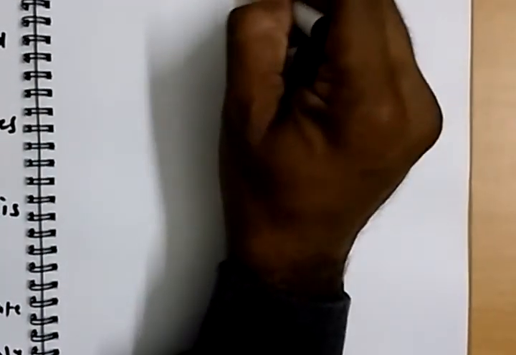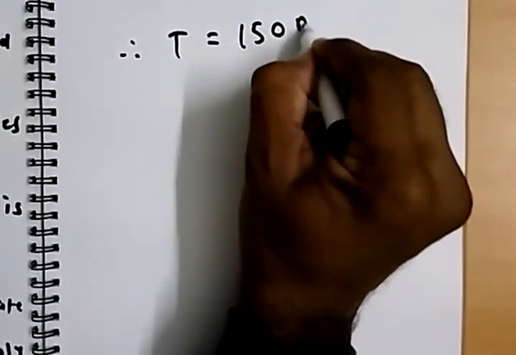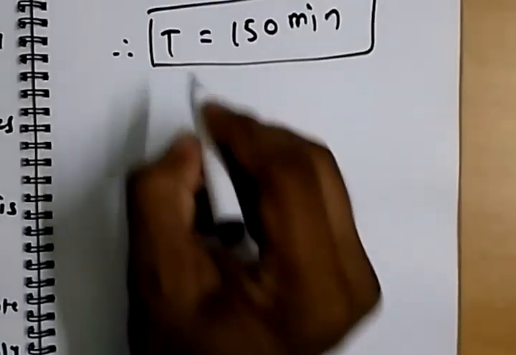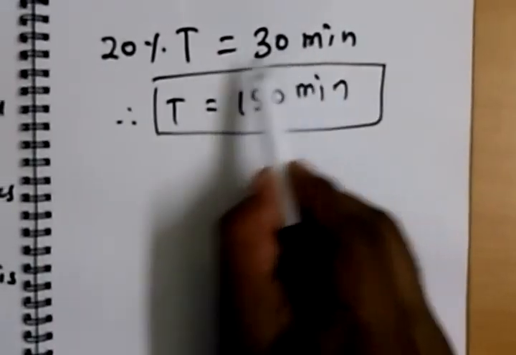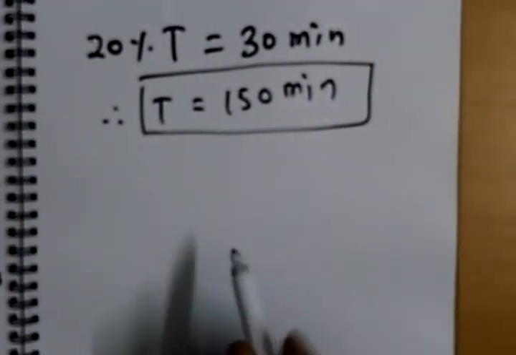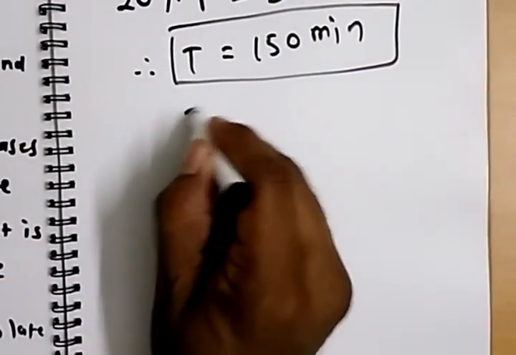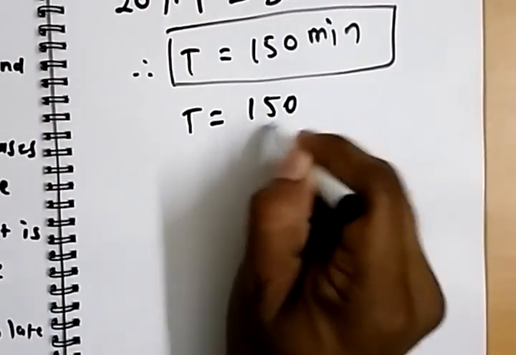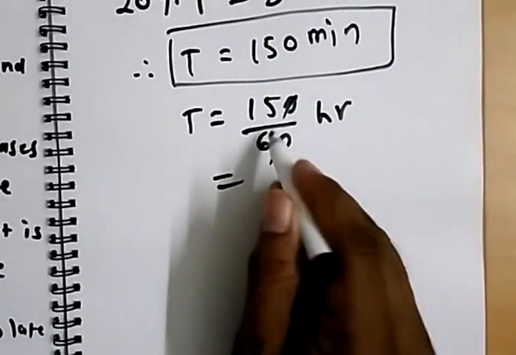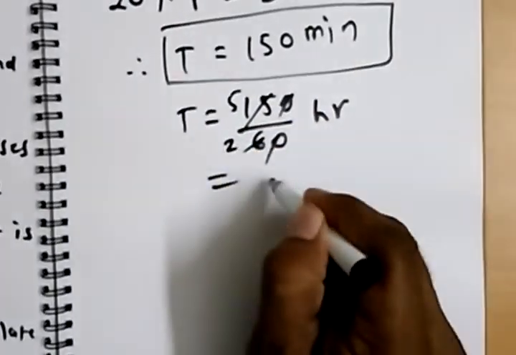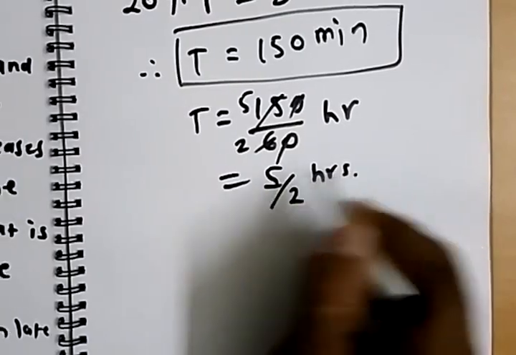Now 20% of the original time is 30 minutes. So therefore original time must be 150 minutes, or 100% of the original time must be 150 minutes. So original time must be equal to 150 minutes. So now t is equal to 150 minutes, means 150 by 60 hours, that's nothing but 5 by 2 hours is the original time.